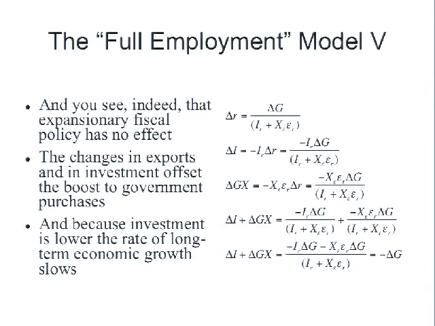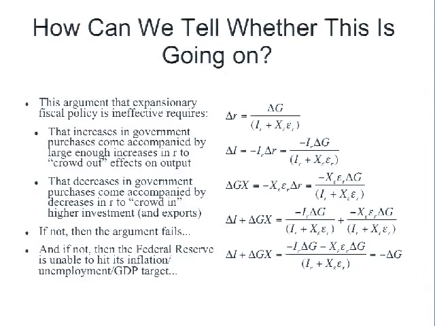Okay? So if you want to argue that expansionary fiscal policy is ineffective, it requires that increases in government purchases come along with large enough increases in real interest rates to crowd out their effects on output. That decreases in government purchases come accompanied by decreases in real interest rates to crowd in higher investment and exports. And if you don't see the response to changes in government purchases happening in the path of real interest rates, the argument fails. What are the consequences of the argument failing?